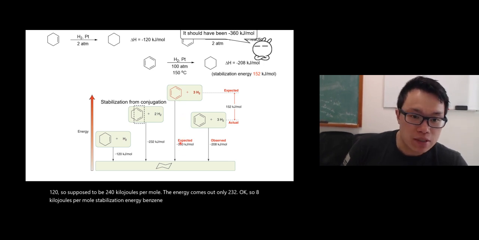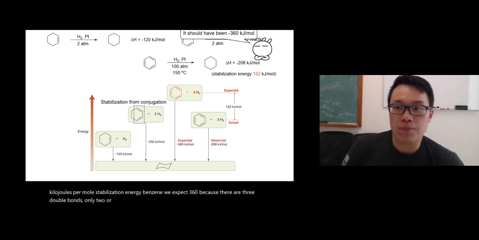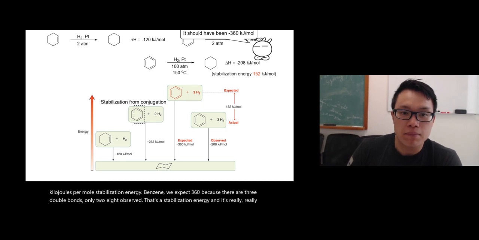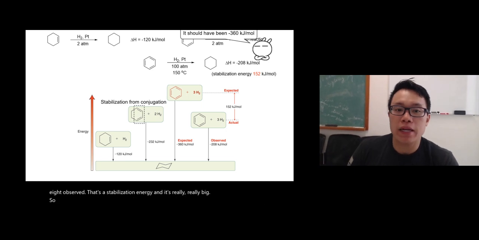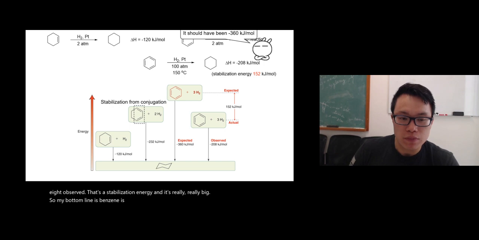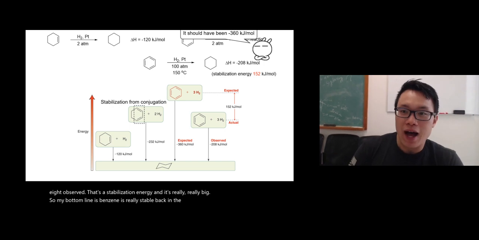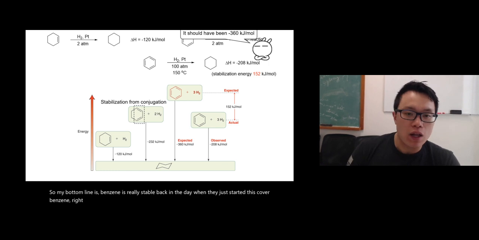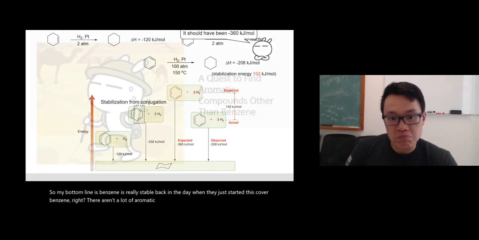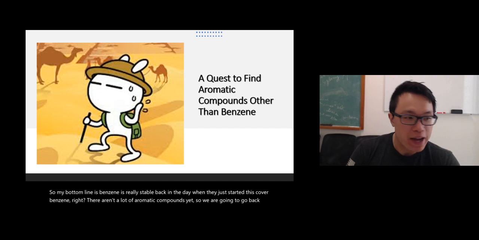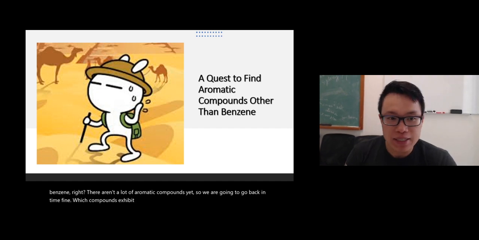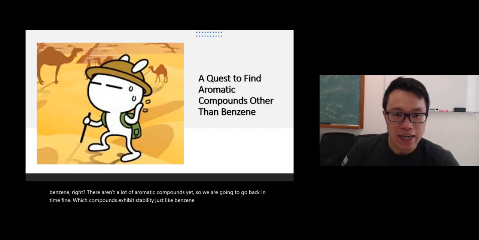Benzene, we expect 360 because there are 3 double bonds, only 208 observed. You know, that's a stabilization energy, and it's really, really big. So my bottom line is benzene is really stable. Back in the day, when they just started to discover benzene, there weren't a lot of aromatic compounds yet. So we're going to go back in time to find which compounds exhibit stability just like benzene. Let's take a look in the next video.